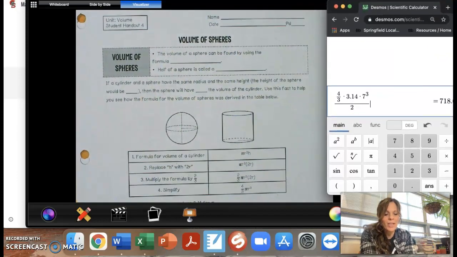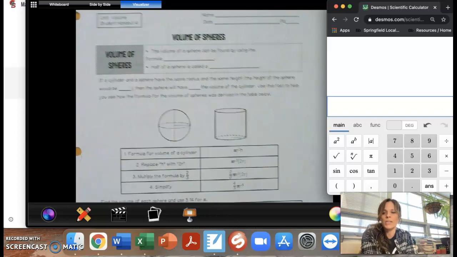Hi guys, today we're going to talk about using your formulas to find the volume of a sphere.